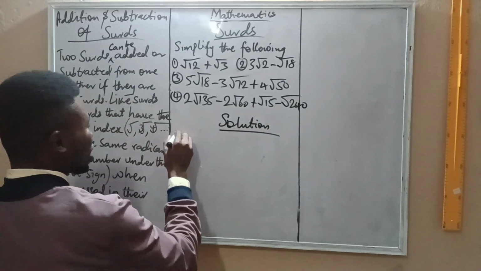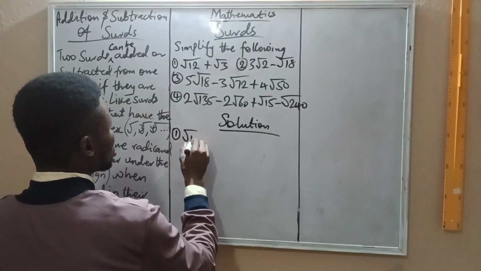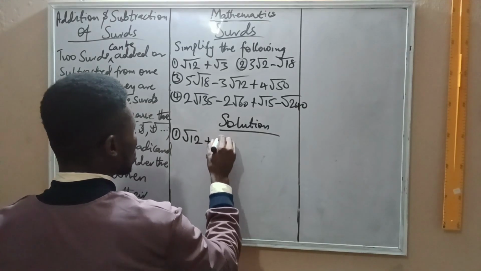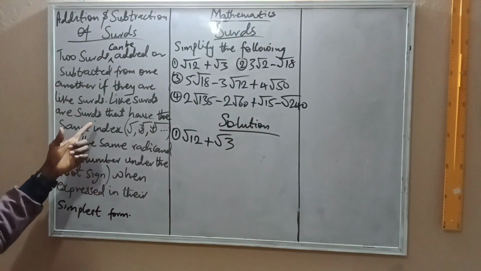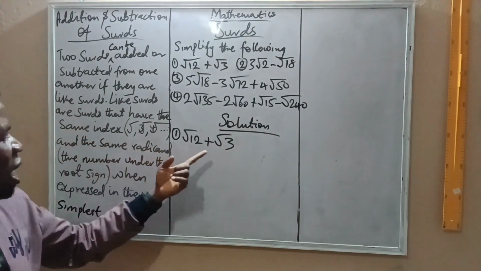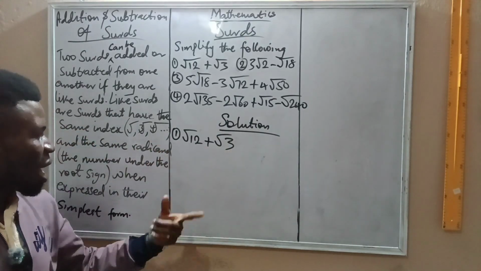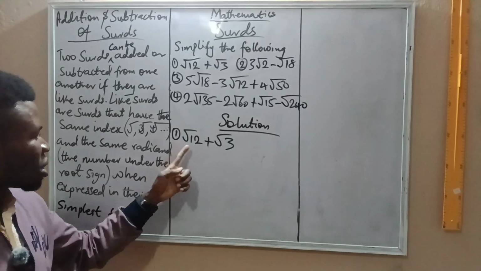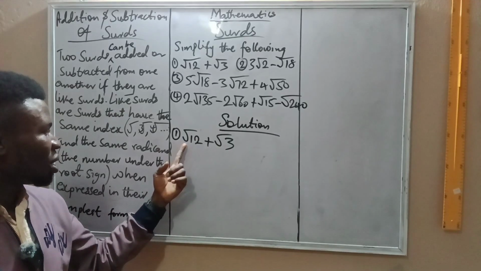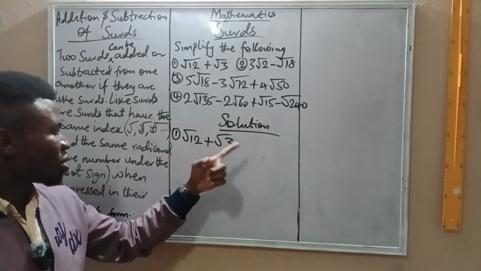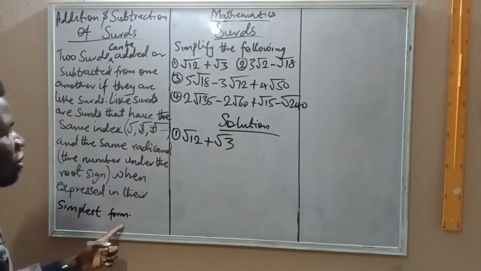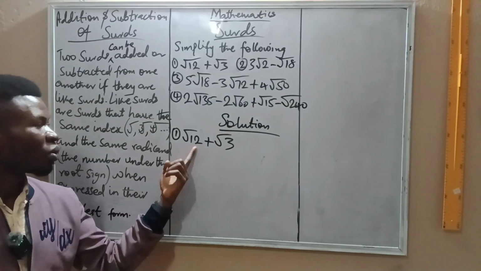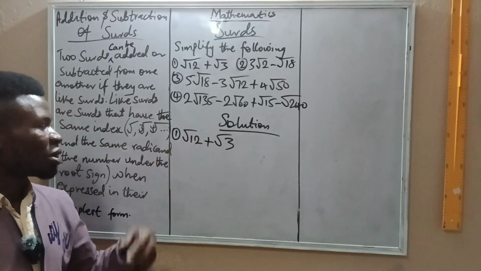The first one we have is surd 12 plus surd 3. Now remember what it says from this definition, that they must have the same number under the root sign, and they must have the same index. Of course, we've seen that they are the same index. This is square root sign, this is square root sign. When expressed in their simplest form, of course, you know that you can further simplify this 12.